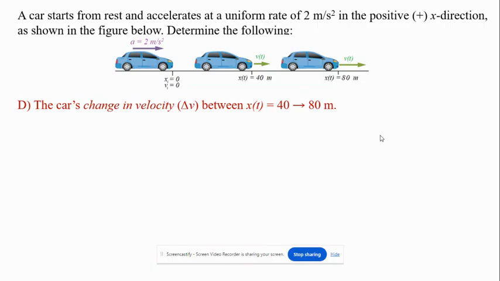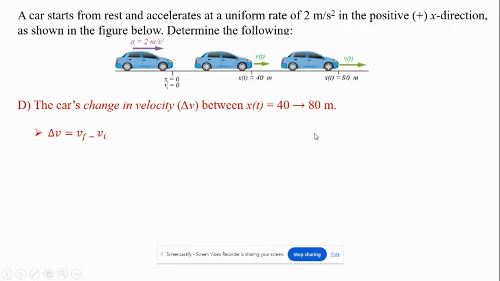All right, let's knock out part D. Part D asks us to find the change in velocity between 40 to 80 meters. Again, from 40 to 80, okay? So make sure you understand where you're starting and where you're ending. That's usually where kids make mistakes. They get sloppy and they don't know where they start and they don't know where the problem stops.